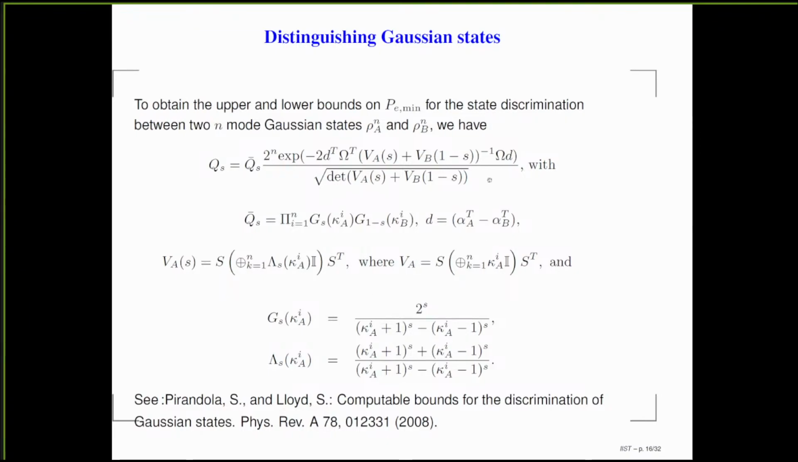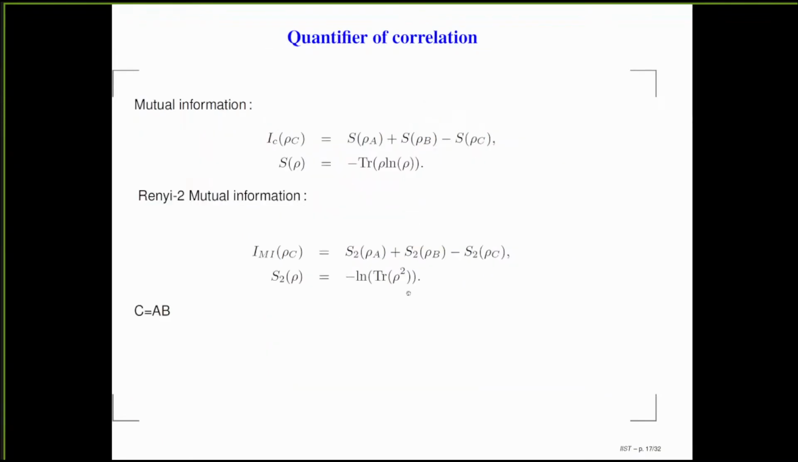And here you can note that I've introduced something called phase space displacement, which I will come to later. So the distinguishability also depends, importantly, on the variance matrix as well as the relative phase space displacement of the two Gaussian states under consideration. With these remarks, let us go to quantifiers of quantum correlation.